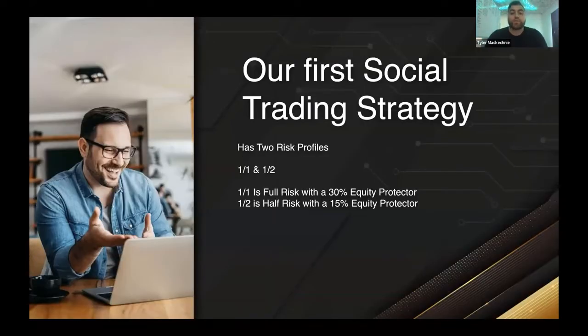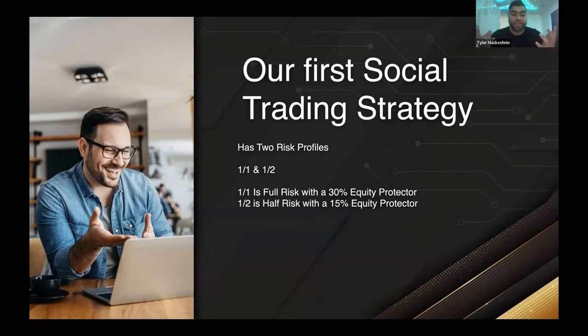So our first social trading strategy has two different risk management platforms. You're going to have what we call 1-1 and what we have called 1/2. So you can understand what this means. 1/2 has a 15% equity protector, whereas 1-1 has a 30% equity protector. Now, these equity protectors aren't your normal equity protectors. When I say equity protector, I mean, this is where the software will begin to start closing trades. It's not a hard equity protector where it closes it all. It has its own reversal counter trade strategy.